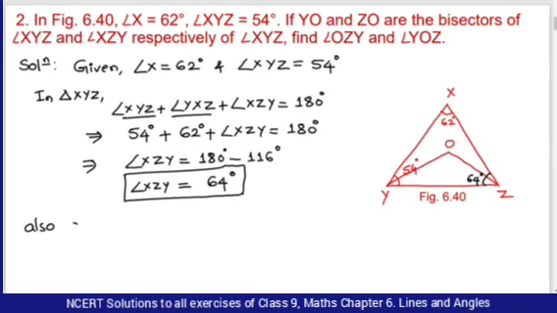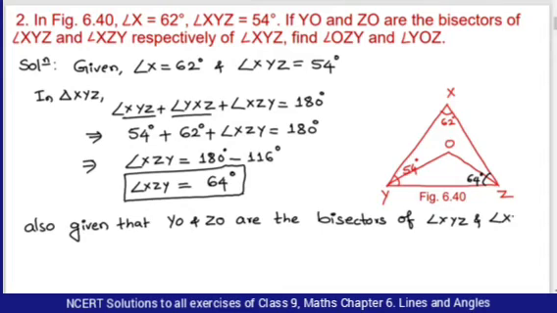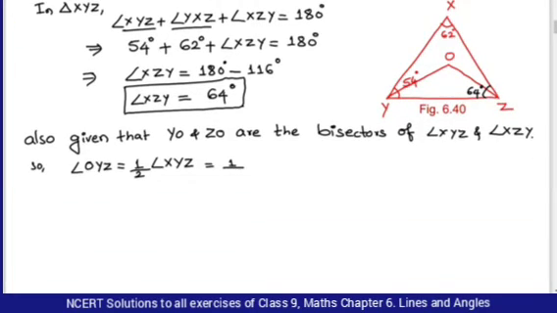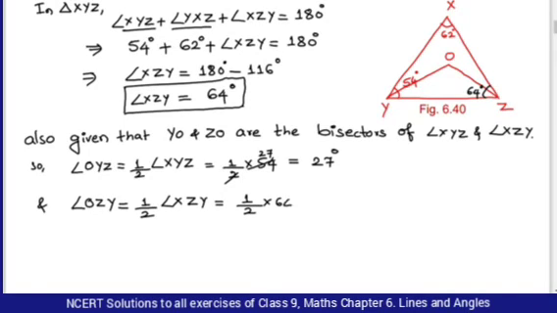Also given that YO and ZO are the bisectors of angle XYZ and angle XZY. So we can say that angle OYZ is equal to half of angle XYZ, which is half of 54, that is 27 degrees. Angle OYZ is equal to 27 degrees and angle OZY is equal to half of angle XZY, that is half into 64, which is equal to 32 degrees. What is the meaning of bisector? A bisector divides the angle into two equal halves.